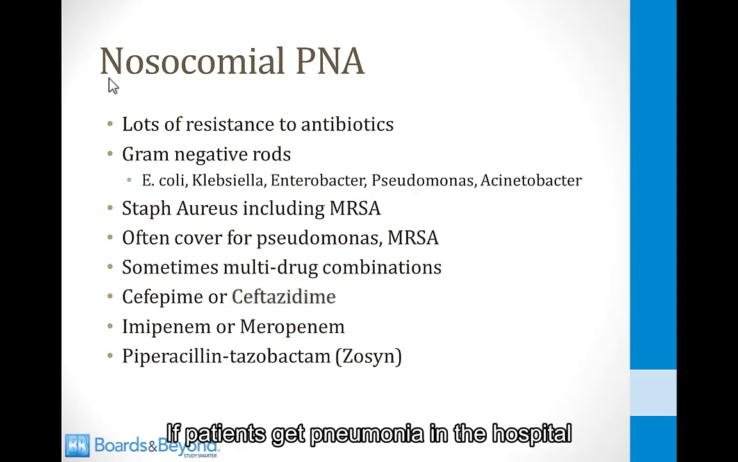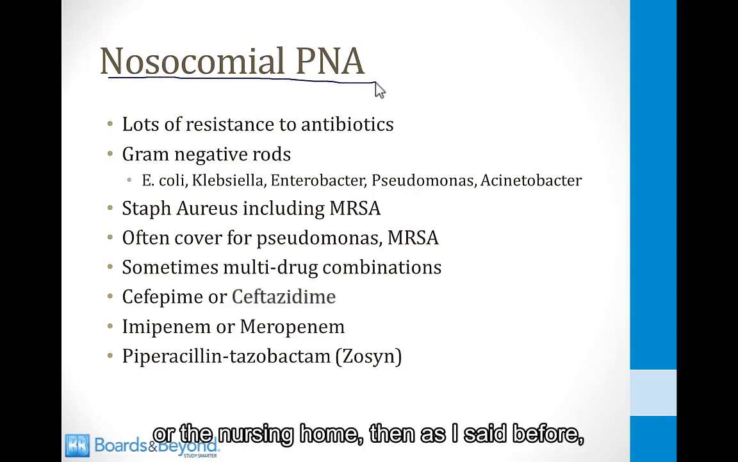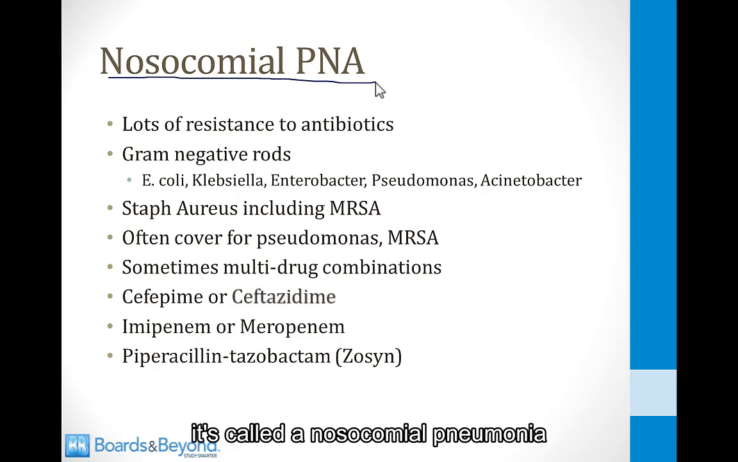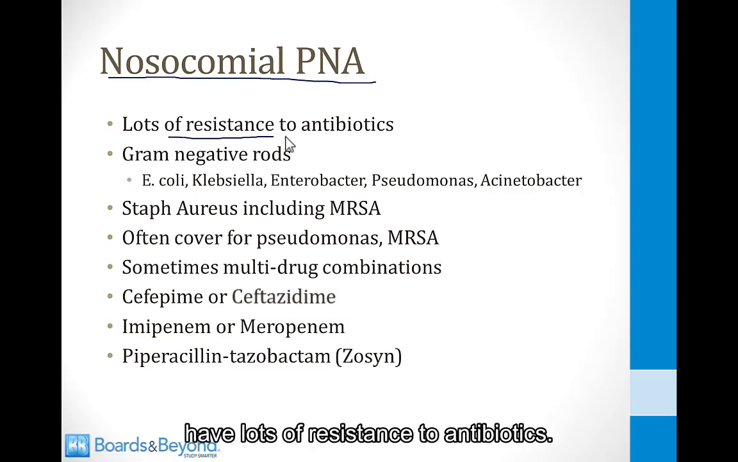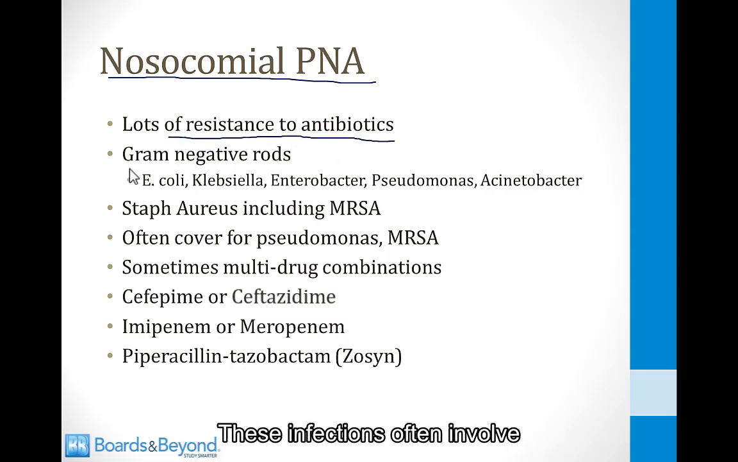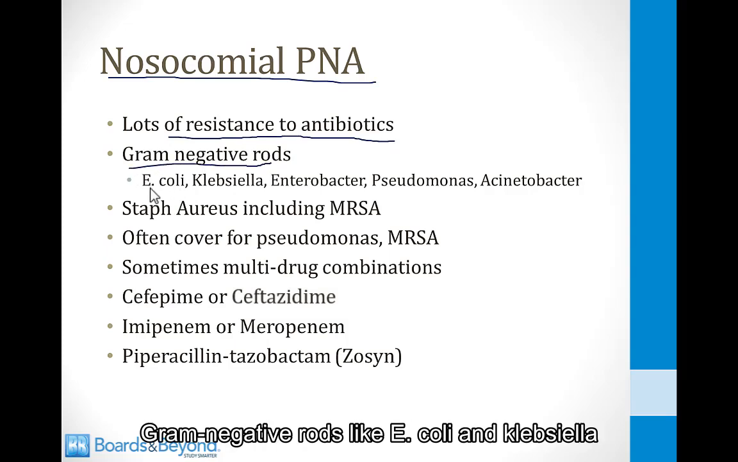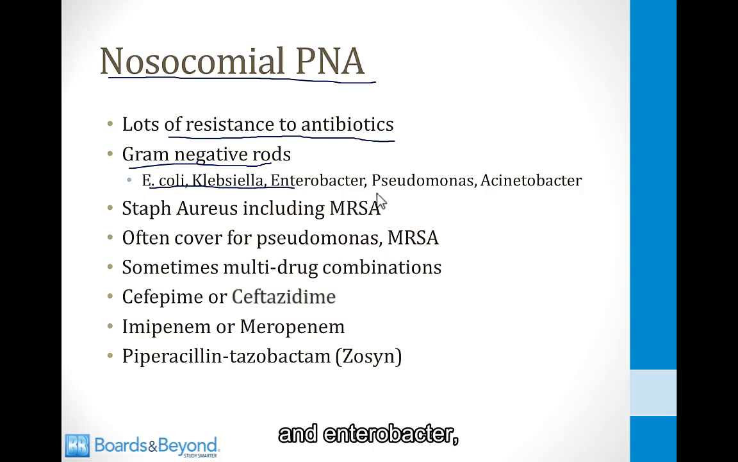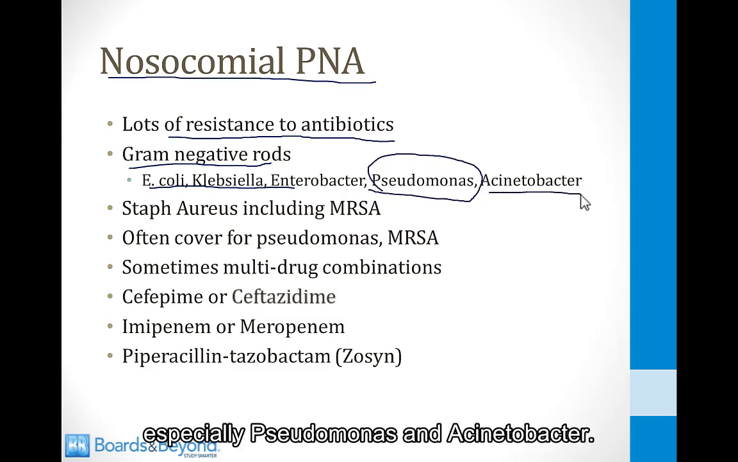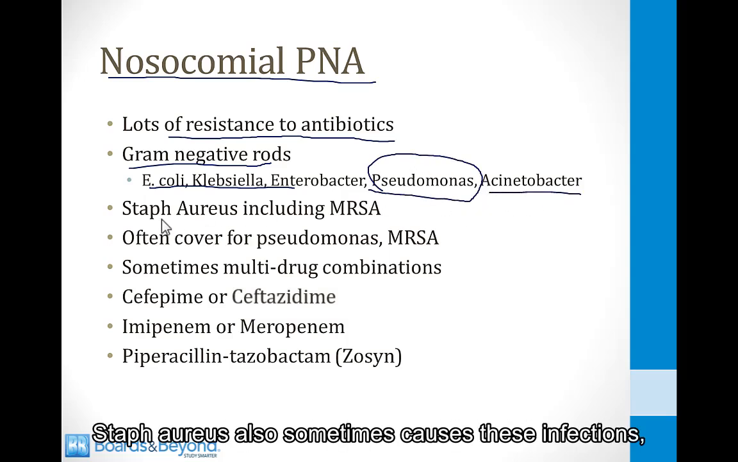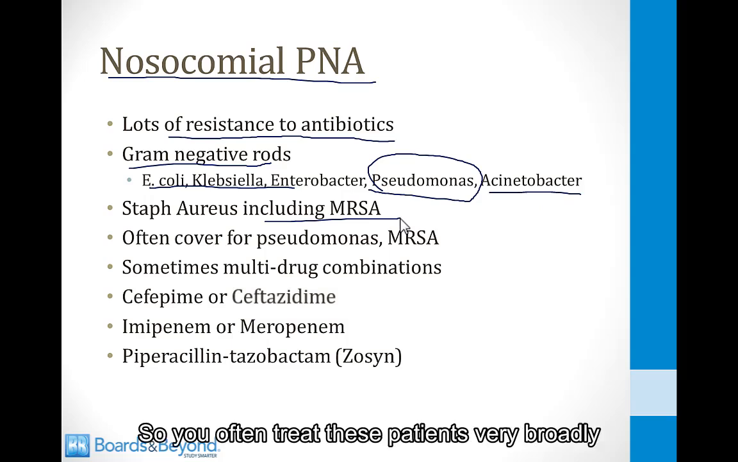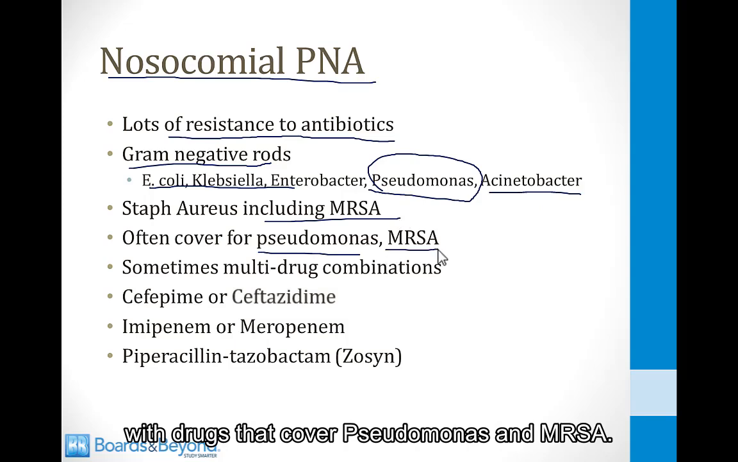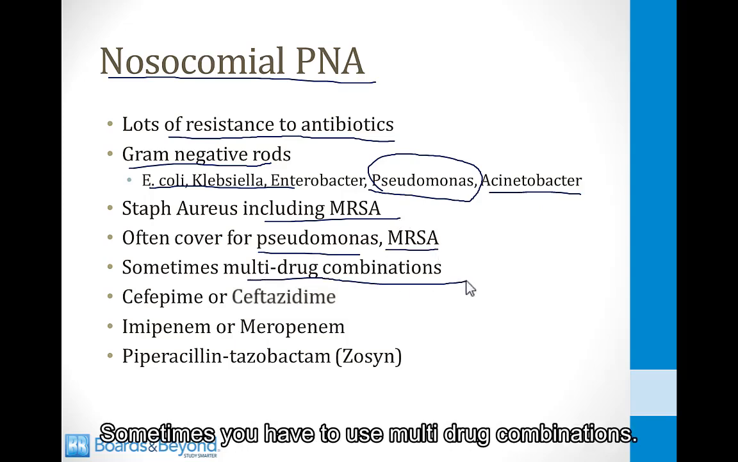If patients get pneumonia in the hospital or the nursing home, then, as I said before, it's called a nosocomial pneumonia. And these are very difficult pneumonias to treat because the bacteria that cause these have lots of resistance to antibiotics. These infections often involve gram-negative rods like E. coli and Klebsiella and Enterobacter, especially Pseudomonas and Acinetobacter. Staph aureus also sometimes causes these infections, including methicillin-resistant Staph aureus. So you often treat these patients very broadly with drugs that cover Pseudomonas and MRSA. Sometimes you have to use multi-drug combinations.